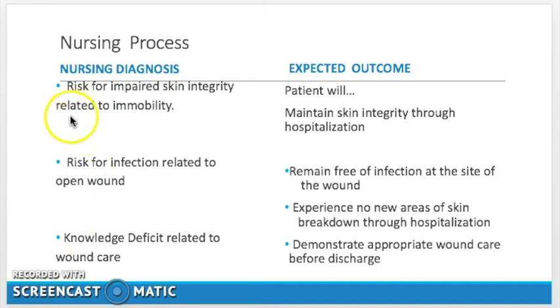Now, as you can see, it can be a risk, a potential problem, or an actual problem. So if there wasn't actually a wound, then you wouldn't say risk for it, you'd say infection related to open wound. And in this case, if they do have an infection, you want to see the area to be healing well and no new areas of breakdown. It might be a knowledge deficit related to wound care. In that case, you want to see the patient demonstrate the wound care changing before discharge.